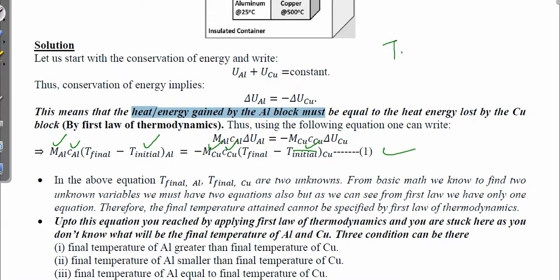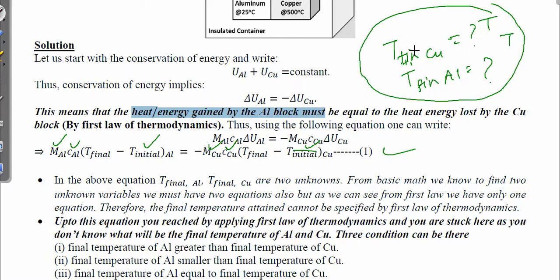There are two unknowns, T final of copper and T final of aluminum. They are not given, but you say these temperatures will be equal, and let's assume that it is T, and we put it in the formula. But how are we saying that when the heat transfer occurs, the temperature attained will be the same for both systems? This point is not told or explained by the first law. The first law only tells about conservation of energy, that energy will be conserved. It is not saying that T final of copper equals T final of aluminum. From this equation 1, we can't get any relation, because we have two unknowns.